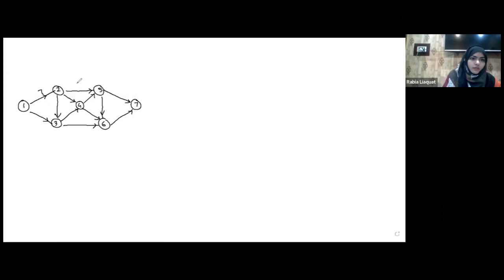Seven, 5, 10, 10, 1, 3, 2, 3, 7. This is a maximal flow problem.